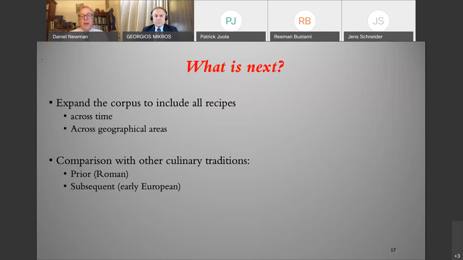Secondly, a second major line of inquiry that we're pursuing is to use that data and compare it with the data from other culinary traditions. And in the first instance, it would be to compare it to the only remaining text from ancient Rome, which is the Apicius text, which contains about 460-something recipes, and also to include in our corpus a number of early European cookery books, mainly from the 14th and 15th centuries.